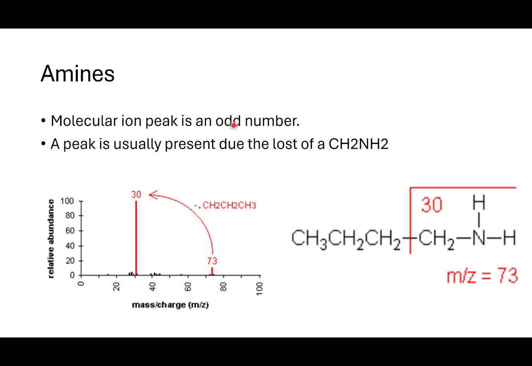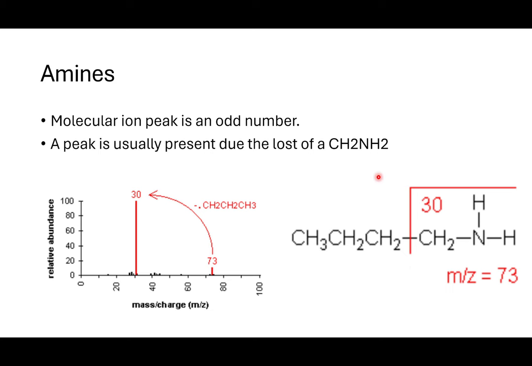So our ion peak is going to be an odd number, obviously, because the nitrogen itself is going to give us our odd number there, right? And our peak is usually present due to loss of our methylamine group, right? So our methylamine group will be removed. So what we're basically saying here is similar to the alcohol, right?